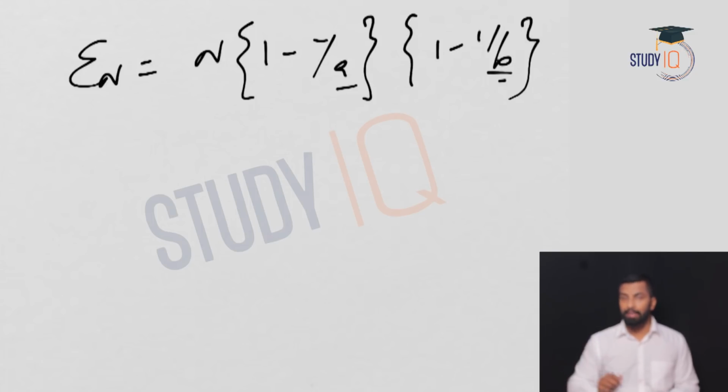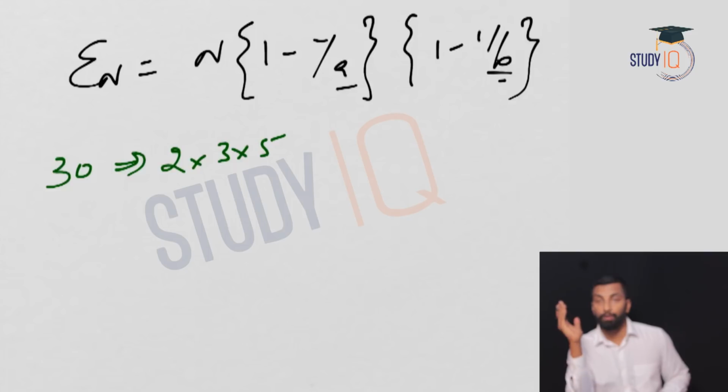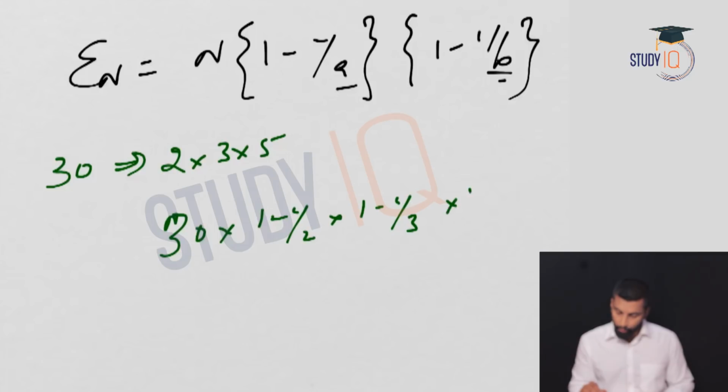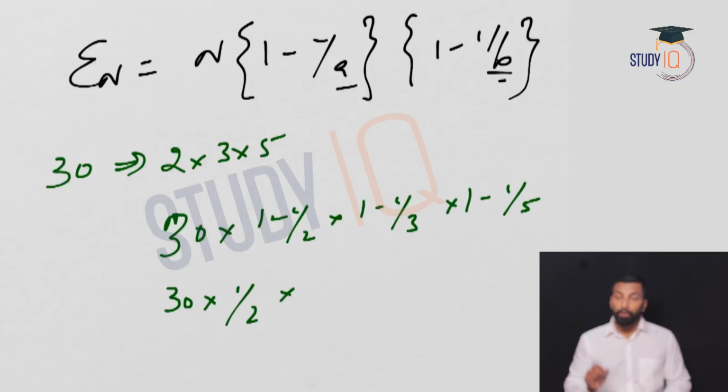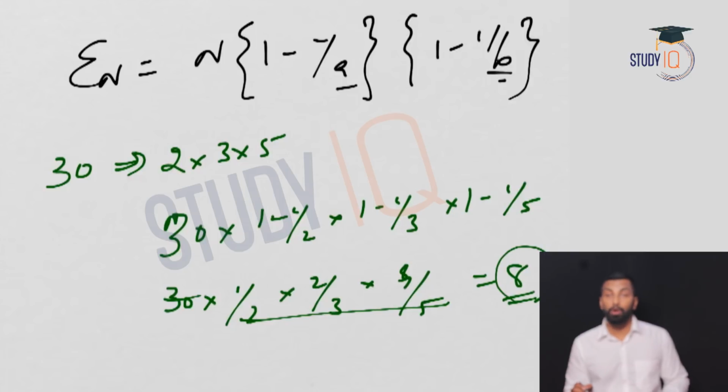So if A, B, C are there, for example, 30 is the denominator: 2 into 3 into 5. Right? So then N into 1 minus 1 by A into 1 minus 1 by B into 1 minus 1 by C. That means N is 30 here into 1 minus 1 by 2 into 1 minus 1 by 3 into 1 minus 1 by 5. So 30 into 1 minus 1 by 2 is 1 by 2. 1 minus 1 by 3 is 2 by 3. 1 minus 1 by 5 is 4 by 5, right? So this 30 is getting cancelled, you get 8. 8 numbers are there which are co-prime with 30 less than 30. I hope this is clear.